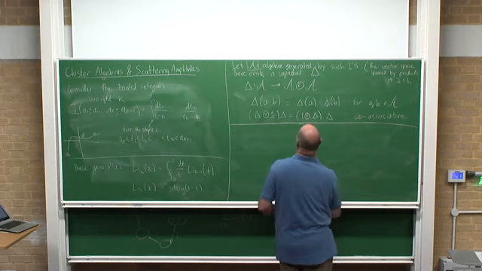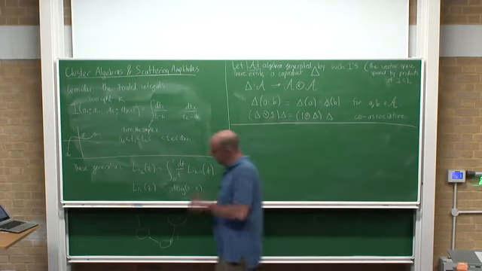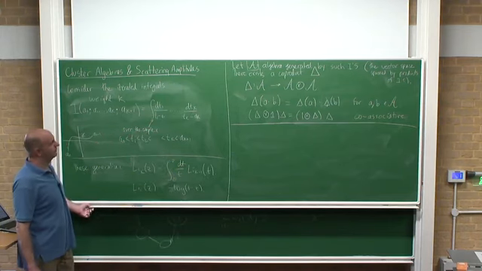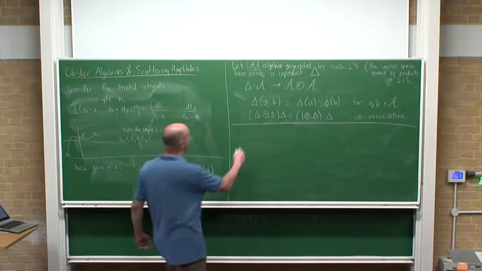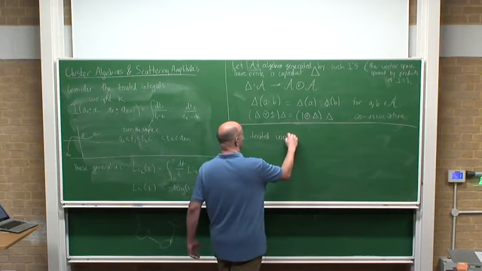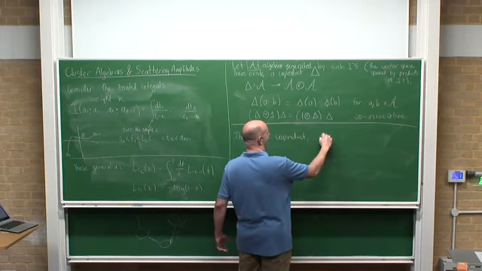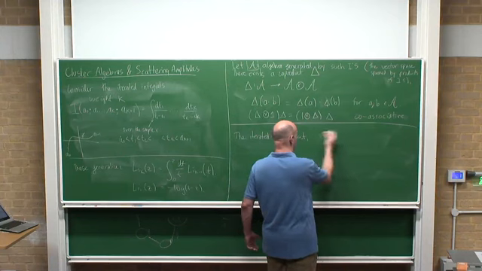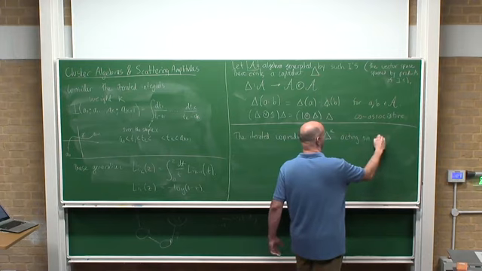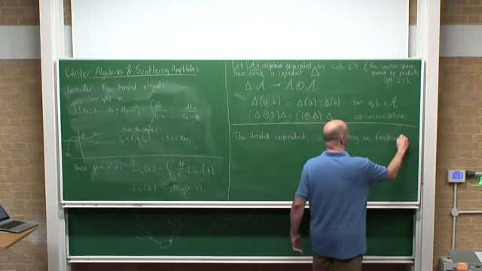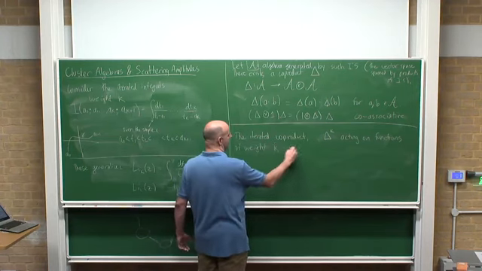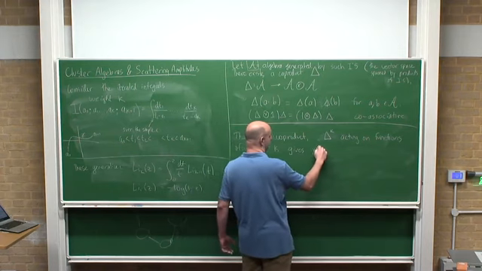Okay. The important thing is that this lets you break down functions of this type into smaller pieces. So the iterated coproduct, by which I mean delta to the power k acting on functions of weight k, gives you something called the symbol.